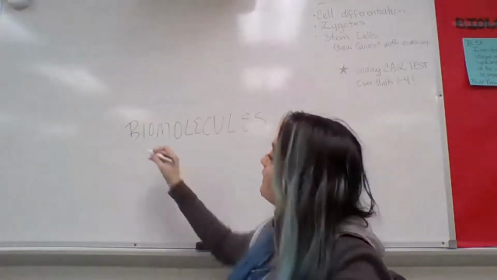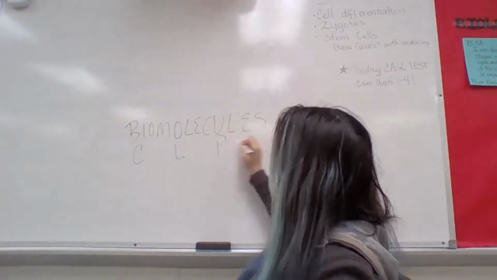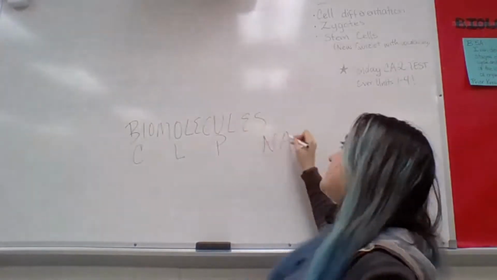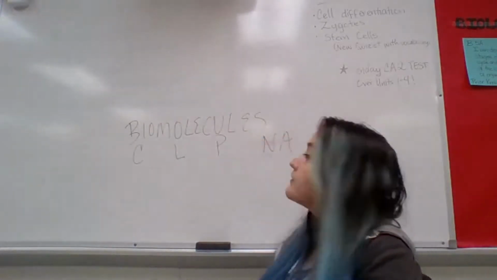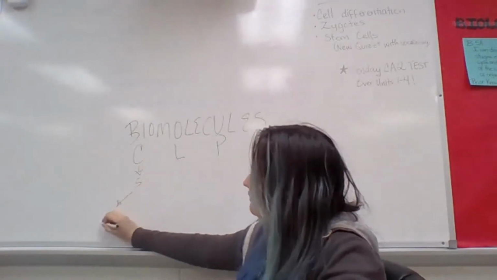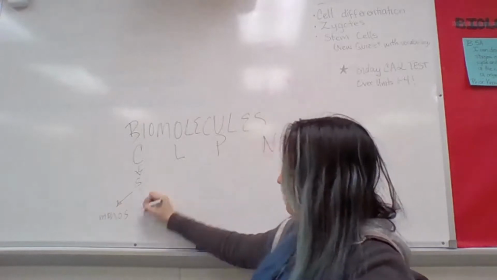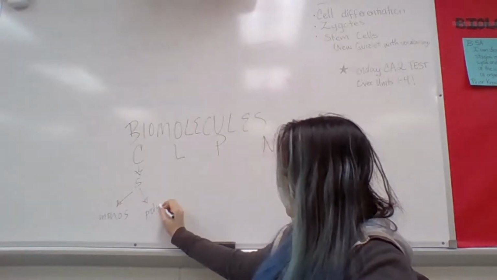For biomolecules, we have 4. We have carbohydrates, lipids, proteins, and nucleic acids. Those are our 4 biomolecules. Carbohydrates are those sugars. The monomers are monosaccharide, and the polymer is polysaccharide.